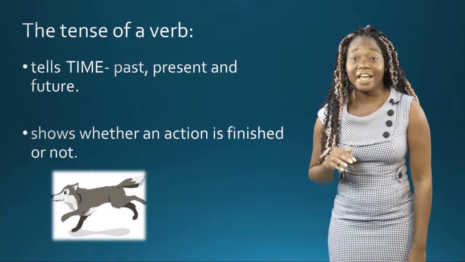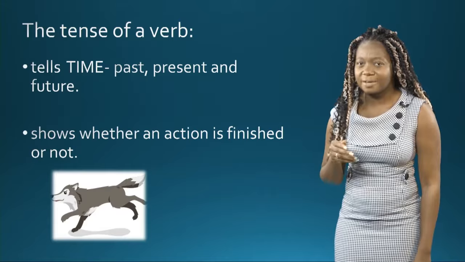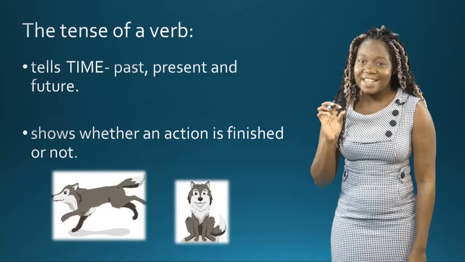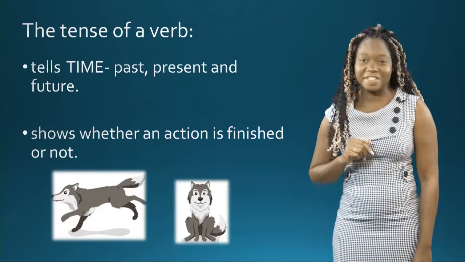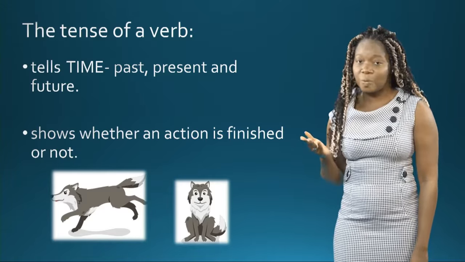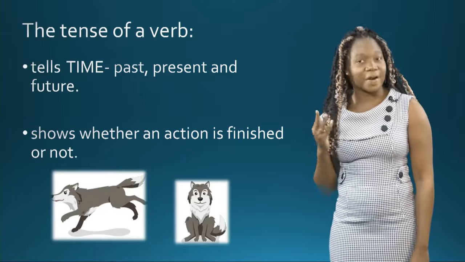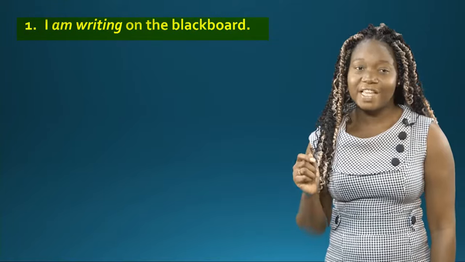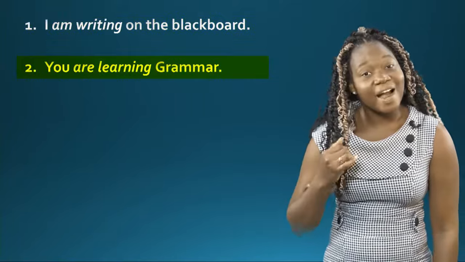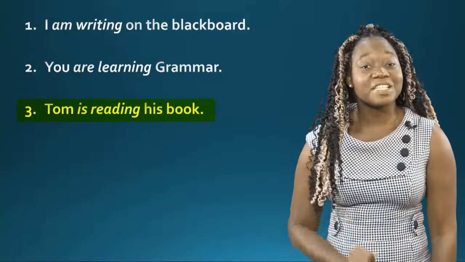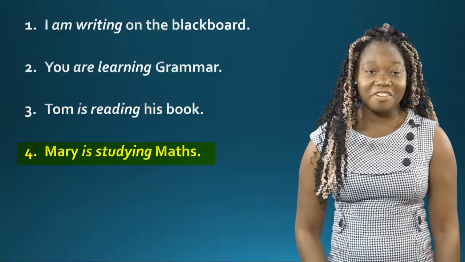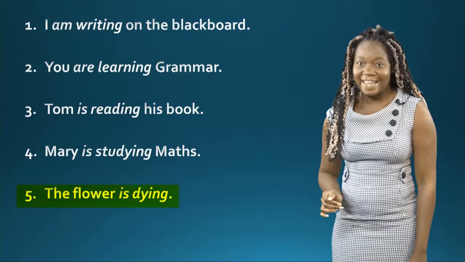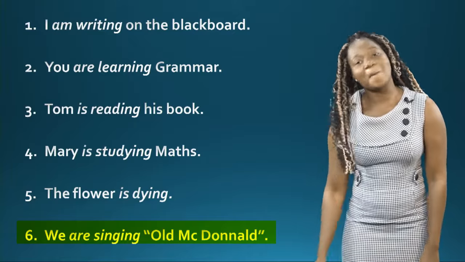For example, here we have a wolf walking. But here the wolf has stopped walking. So your tense, careful use of your tense, will allow us to know whether the action is finished or not. Let's look at these sentences. I am writing on the blackboard. You are learning grammar. Tom is reading his book. Mary is studying maths. The flower is dying. We are singing, Oh MacDonald.